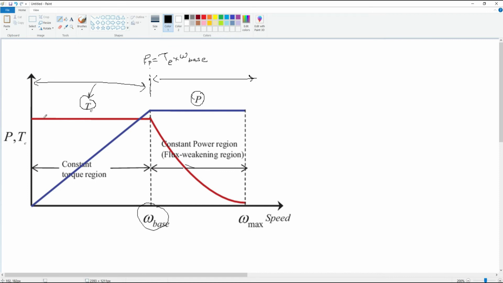In the initial region, you can see torque is constant, speed is increasing. Again, by the same formula, power equals to torque times RPM, you have this kind of power characteristic. So power keeps on increasing as speed increases because torque is constant.